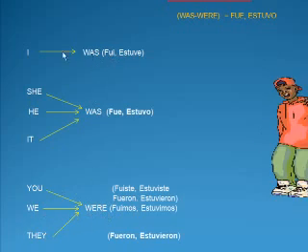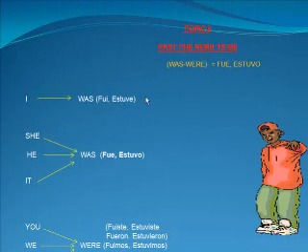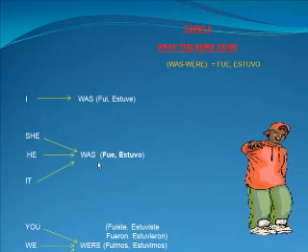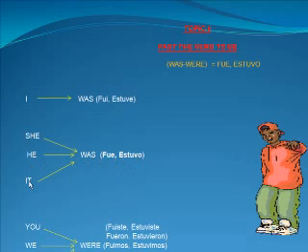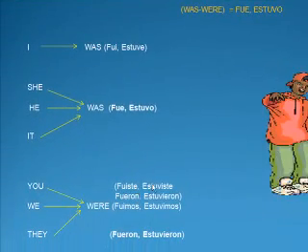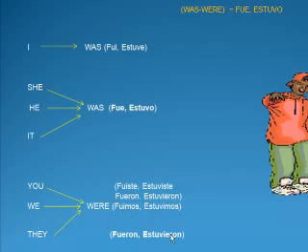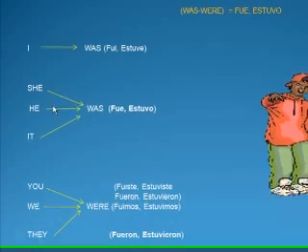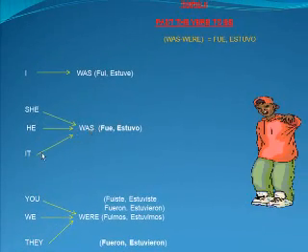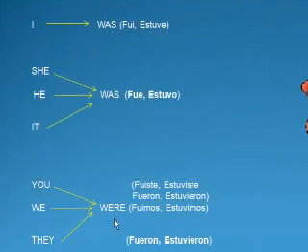Now Spanish. I was: fui, estuve. She was: fue, estuvo. He was: fue, estuvo. It was: fue, estuvo. You were: fuiste, estuviste. You were: fueron, estuvieron. We were: fuimos, estuvimos. They were: fueron, estuvieron. Okay, pronouns. I was. She was. He was. It was. You were. We were. They were. Pass to another topic.